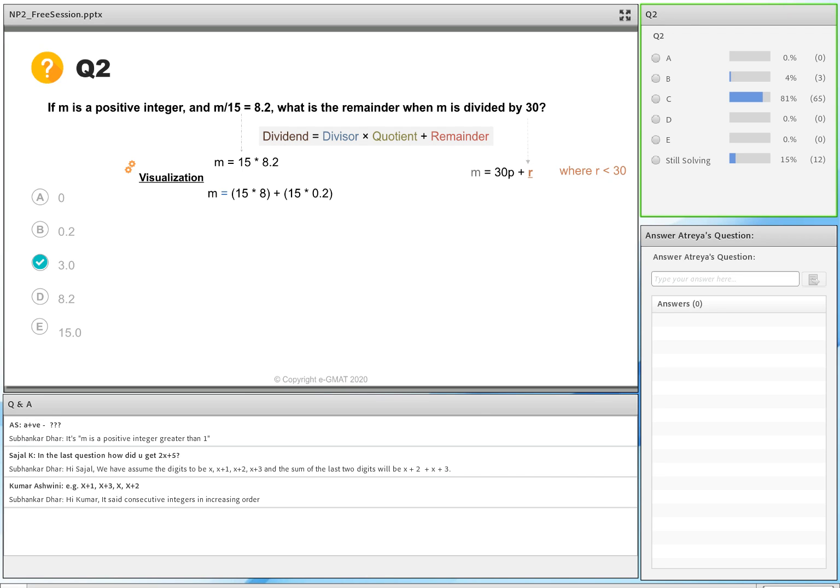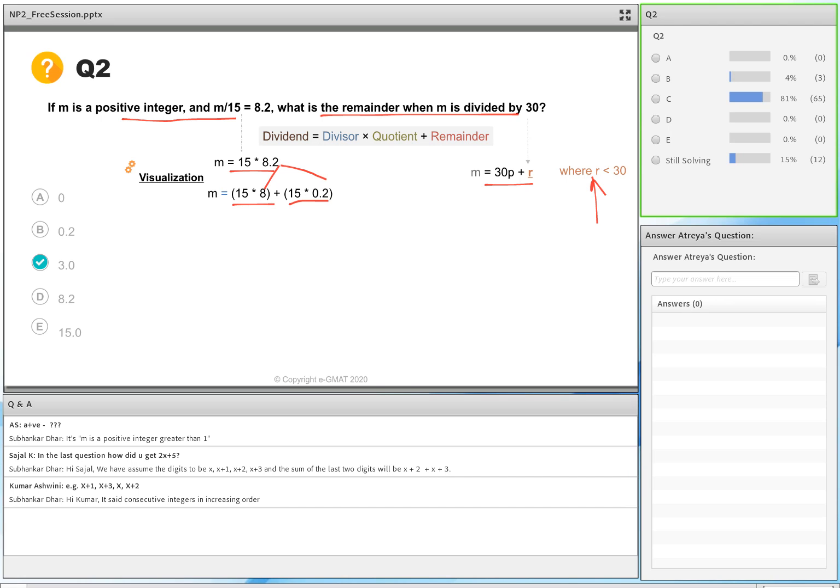All right, so the concept again remains the same, that dividend is equal to divisor times quotient plus remainder. From the first part of the question stem, I write m as 15 times 8.2, dividing 8.2 into two parts, that is 8 and 0.2. So I can write it as 15 times 8 plus 15 times 0.2. And I need to find out the remainder when m is divided by 30. So m can also be written as 30p plus r, a very important constraint, that is r less than 30.